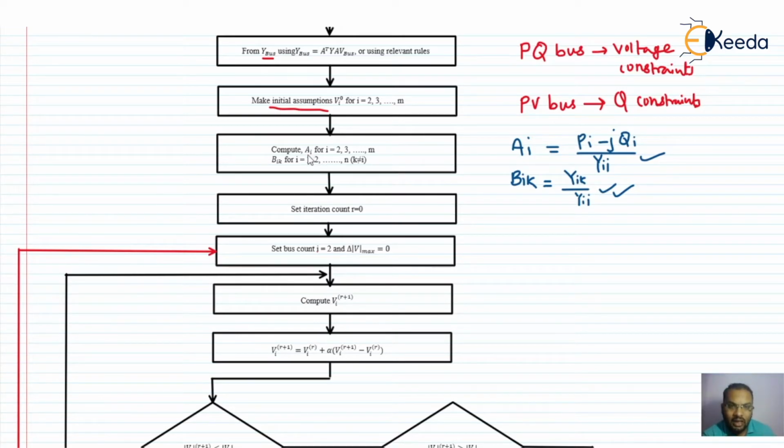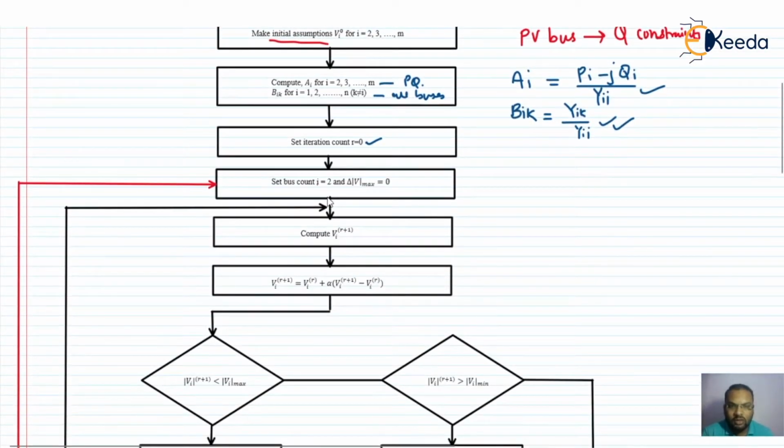So first let us compute these values. Here you see Ai, I'm computing it for bus number 2 to M. It means that I'm computing this only for PQ buses. Whereas Bik, I'm computing from the first to the nth bus, and definitely here K should not be equal to I. This is for all the buses. Now you set your iteration count to be 0, and set the bus count equal to 2.